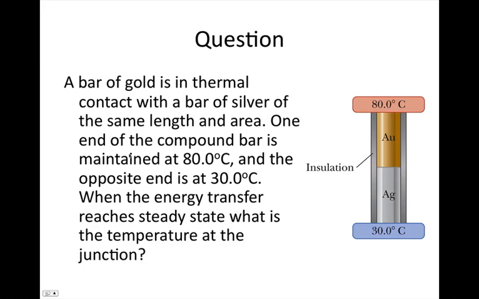Okay, another example. A bar of gold is in thermal contact with a bar of silver of the same length and area. One end of the compound bar is maintained at 80 degrees C and the opposite end is at 30 degrees C. When the energy transfer reaches steady state, what is the temperature at the junction?